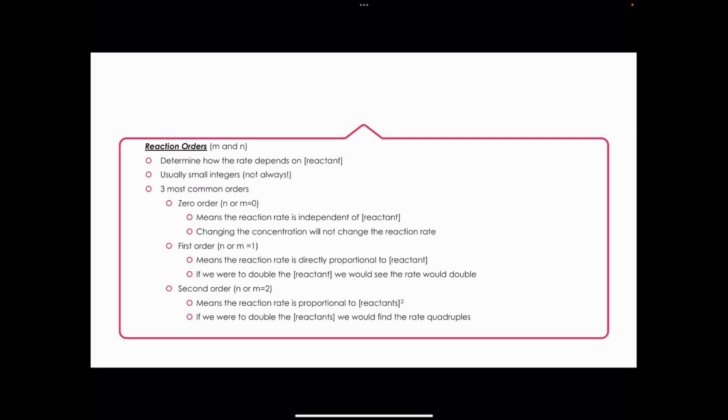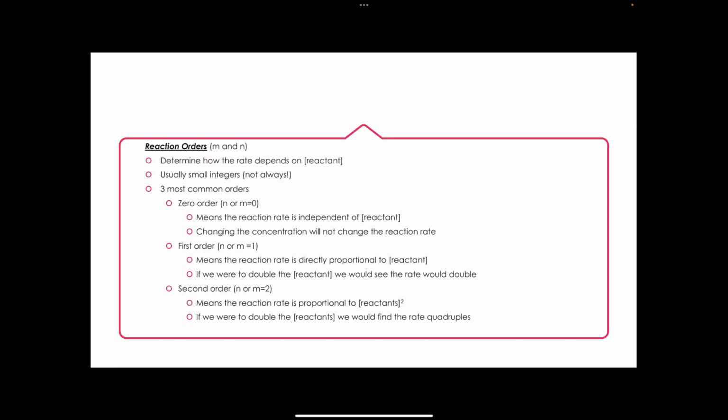Now, before we do that, we need to know what we mean by reaction order. So we represent that with some variable m, n, o, depending on how many reactants we have. What this reaction order does is it determines how my rate depends on the reactant concentration. Now, these values are usually, not always, usually small integers. And we come across 3 common orders. We've got 0, first, or second order.